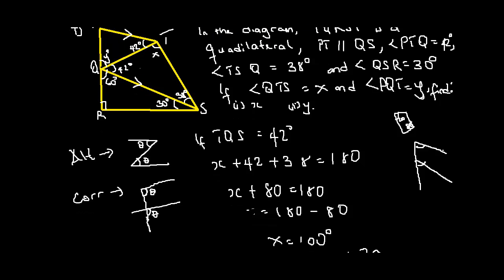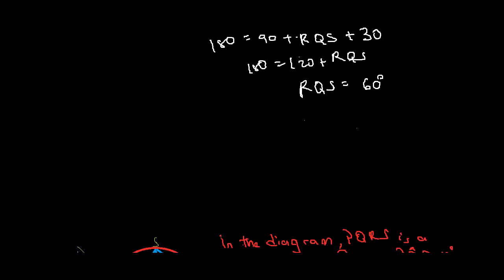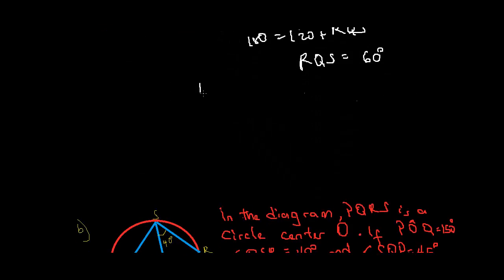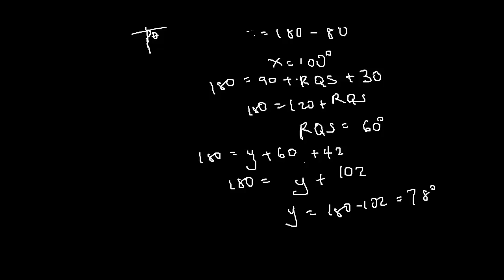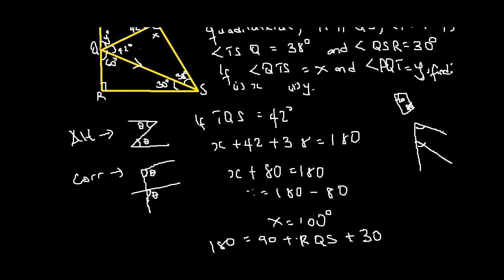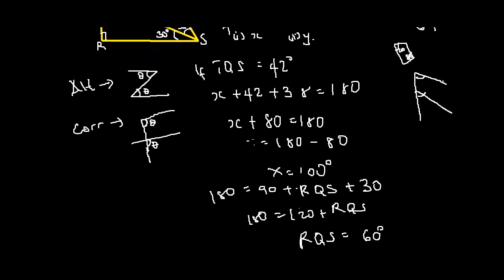So I can get the value for my Y. Angles on a straight line should be equals to 180 degrees. So 180 is equals to Y plus 60 plus 42, giving 180 to be equals to Y plus 102, and leaving my Y to be equals to 180 minus 102, which is equals to 78 degrees. Okay?